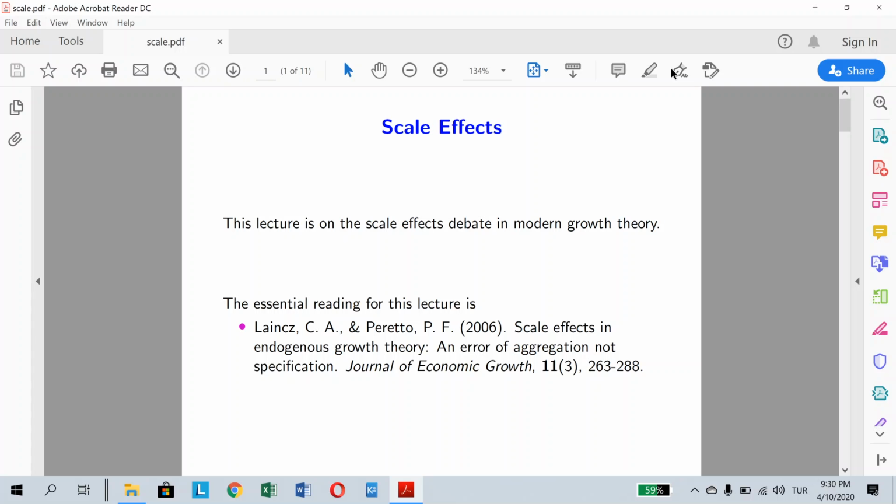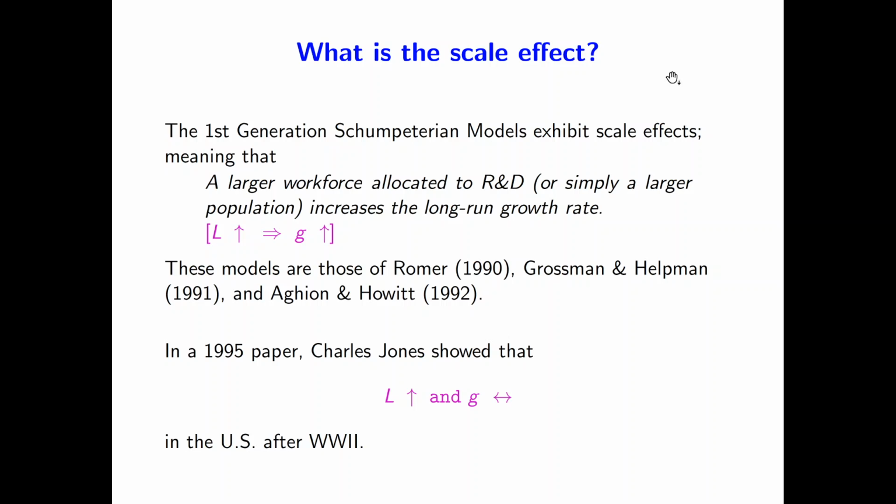So let's start. So what is the scale effect? Let's understand that. So in the first generation Schumpeterian models, there is this property that a larger workforce allocated to R&D, or simply a larger population, increases the long-run growth rate. So if L goes up, g goes up.